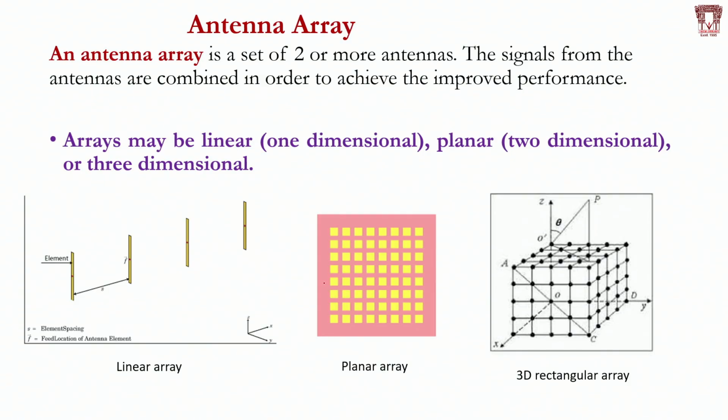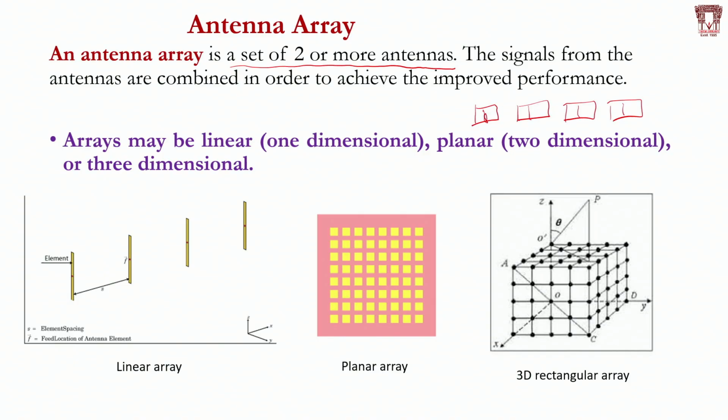Okay, so you can say that an antenna array is a set of two or more antennas. If we have a single antenna like this, instead of a single one we take a set of two or more antennas, and it will form an array. And the signal from this individual antenna, this antenna, this antenna, will combine. How it will combine, that we'll see in the next few lectures.